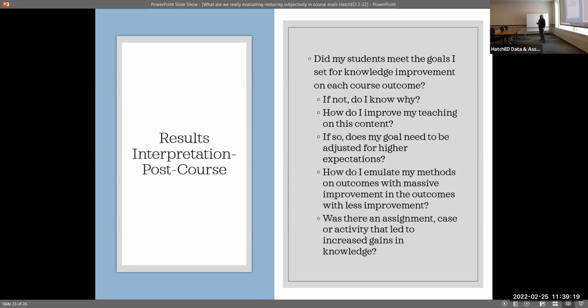What I have found is that if I reflect back on outcomes where I've had poor improvement, I might be able to implement a more hands-on learning tool within that particular outcome. So I might be able to say, well, if I had implemented a case-based assignment on this content, would it have been higher? And then I can try that out and see if it improves the next year. Was there an assignment, case, or activity that led to increased knowledge gain? So it's really nice to reflect back and look at what I did specifically on each outcome and whether it was effective in terms of improving outcomes.